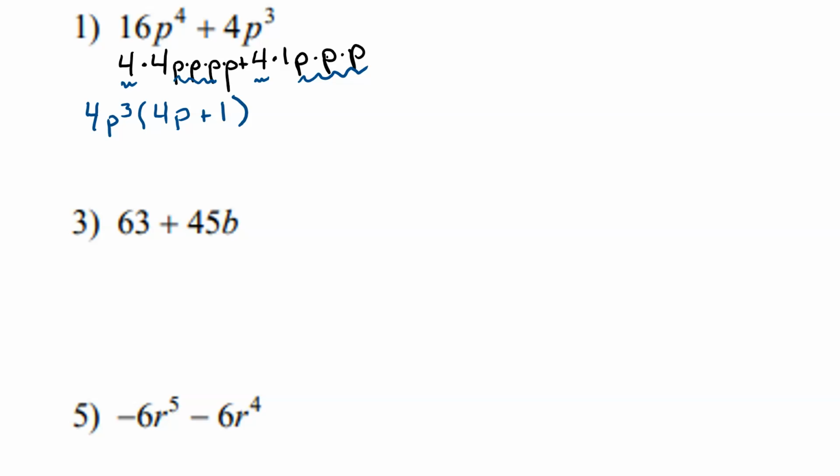So now we're looking for what goes into both 63 and 45. What's the largest thing? Well, both of those have the value of 9 that goes into them, right? 9 times 7 is 63, and 9 times 5 is 45. Okay. We do not have a variable b in both places, so we're not going to be able to factor out b. There's not a b in common. However, we do have a 9 in common, so we can take that out. And then we're left with 7 plus 5b.